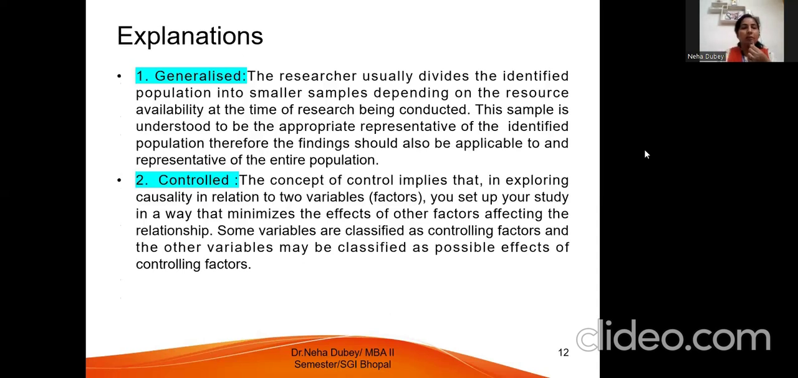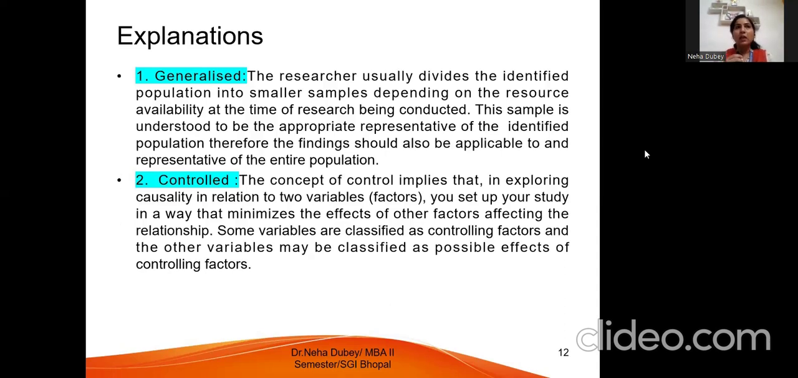First, generalized. The researcher usually divides the identified population into smaller samples depending on the resource availability at the time the research is being conducted. And this sample is understood to be an appropriate representative of the identified population. Therefore, the findings should also be applicable to and representative of the entire population. So we can say the first characteristic of research is generalized.